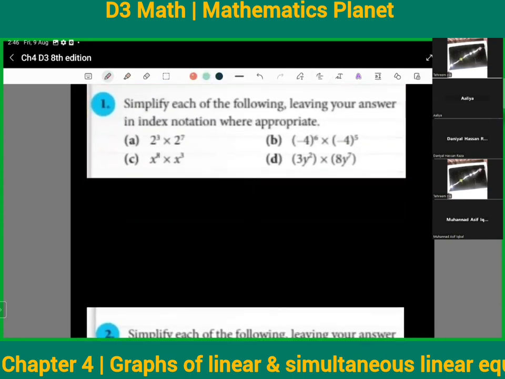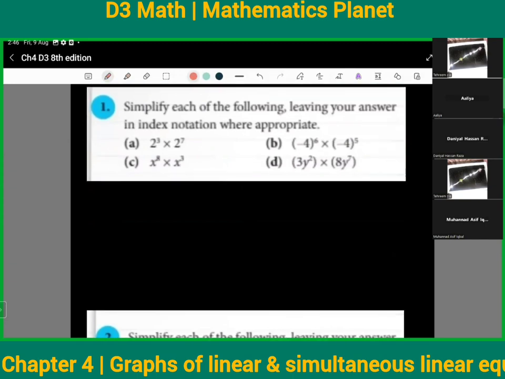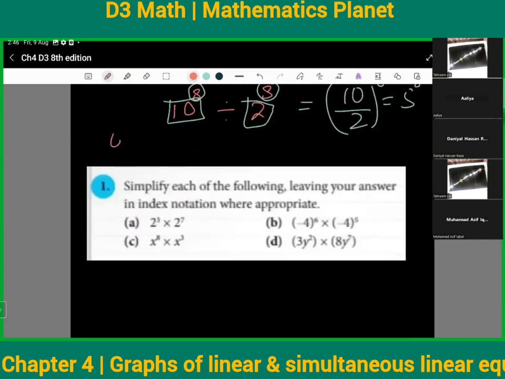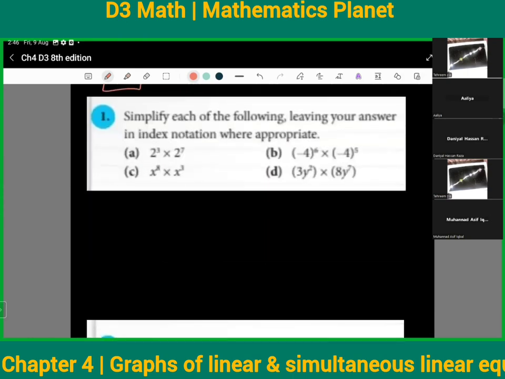Simplify. Question number 1 is in front of you. This is question number 1 from exercise 4A. So we are doing the first exercise of this chapter. Simplify each of the following, leaving your answer in index notation. Index notation is something we just learned. So you can see we have same bases but different powers and a sign of multiplication. So it means we're going to take the same base. Multiplication means power is going to add. Add. So 7 plus 3 is 10.